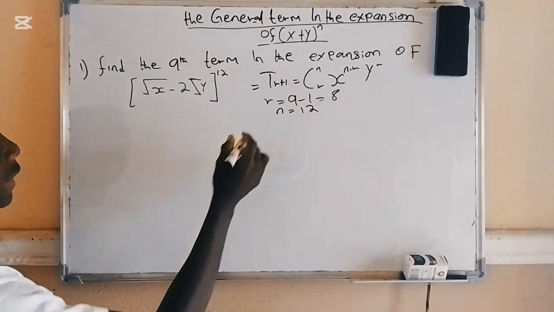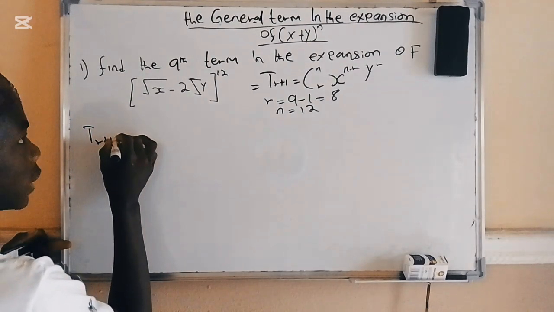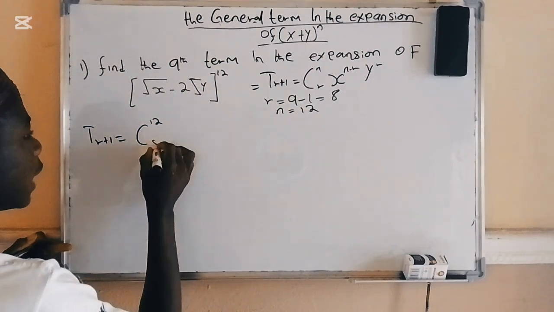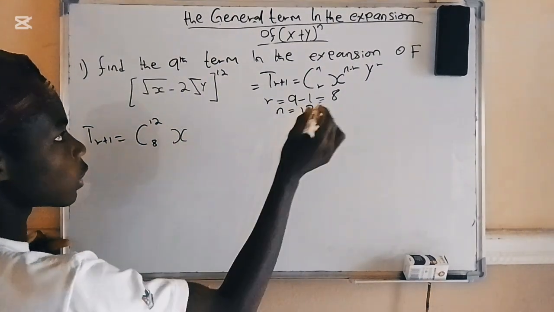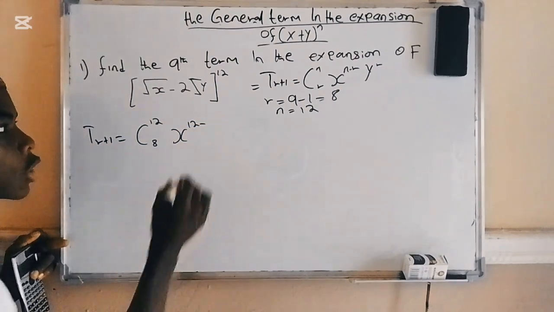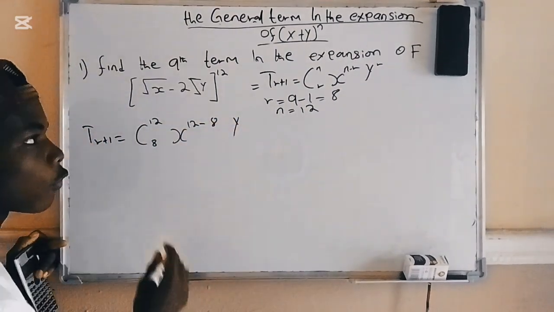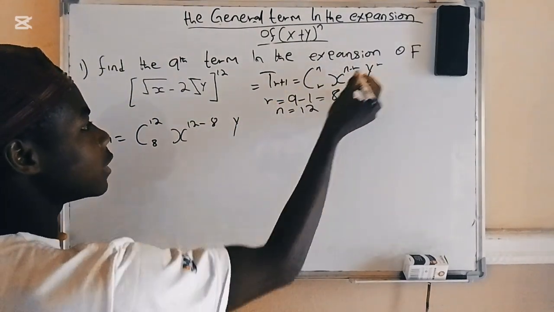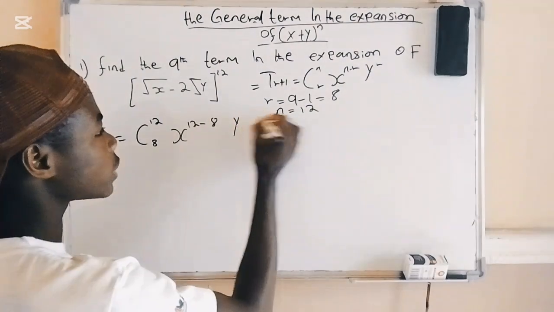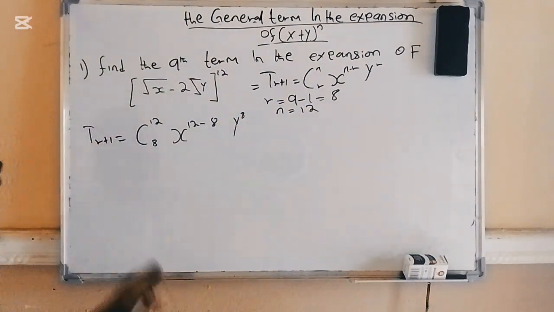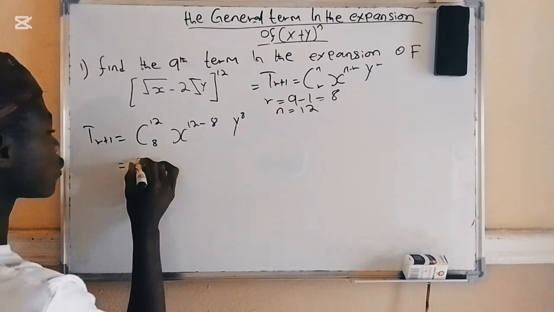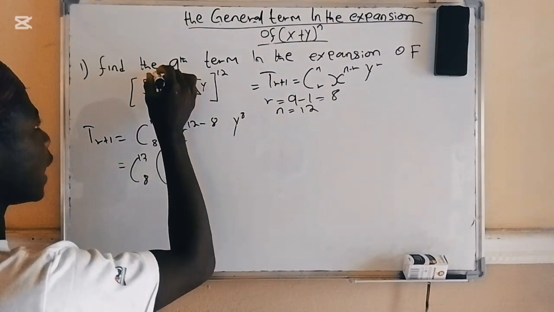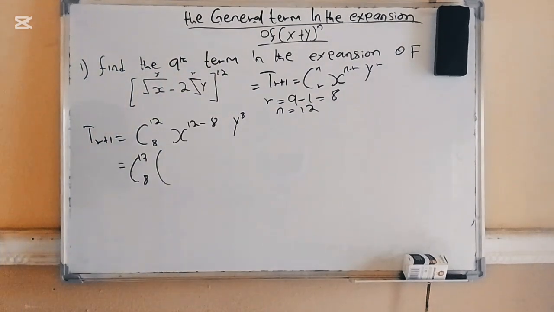So therefore t(r+1) will be equal to the combination of 12 choose r, which is 8, and then x^(n−r), which is 12 minus 8, and then y^r, where r is 8. So I have to substitute the values. This is our x, and this is the value of y.